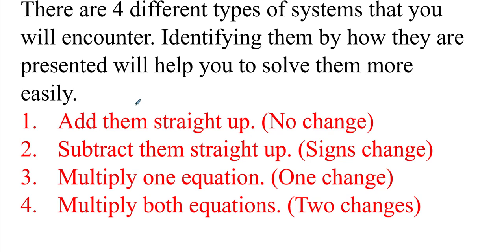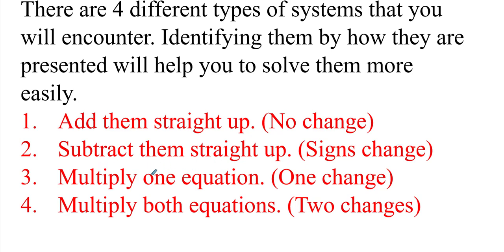So the first one, okay, is where we would just add straight up. Okay, we got both of our equations lined up, and we're just going to do some simple addition, and we're going to be able to eliminate one of those variables. Okay, another way we might see it is where we're going to subtract straight up. Okay, and this is where our signs will change.